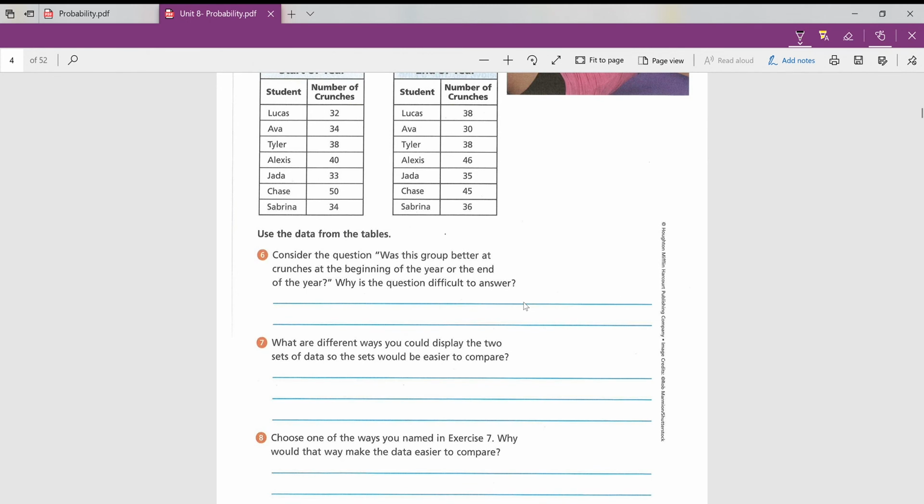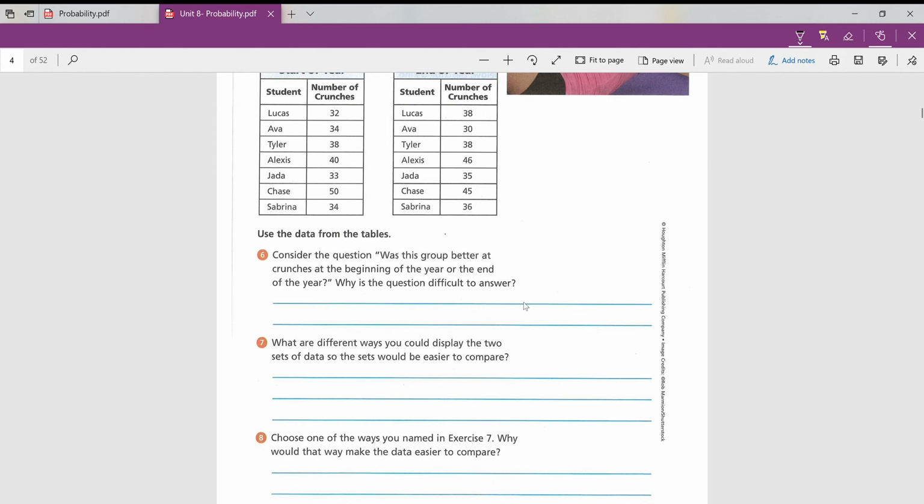Number 7, why are there different ways you could display the 2 sets of data so the sets could be easier to compare? Well, this is also a difficult question to answer in some ways, only because it's difficult to explain these things in an online forum. However, when we're going to do this, we're going to need to learn how to display this information. So how is it easier, and what would make it easier to compare it?